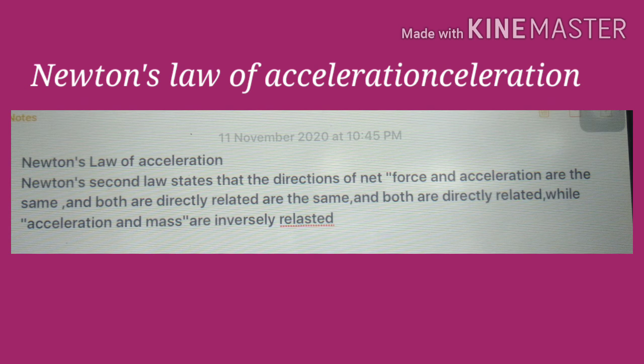Newton's law of acceleration. Newton's second law states that the direction of net force and acceleration are the same, and both are directly related, while acceleration and mass are inversely related.